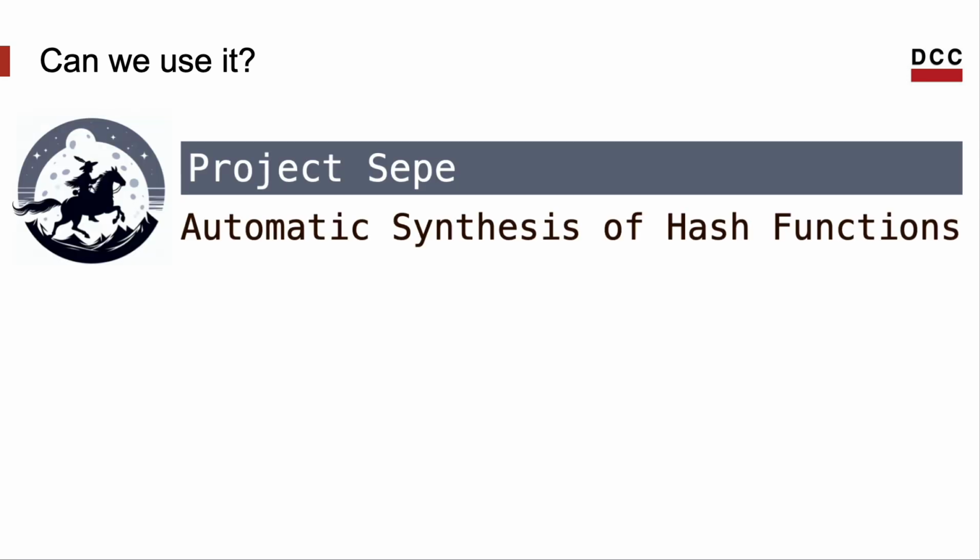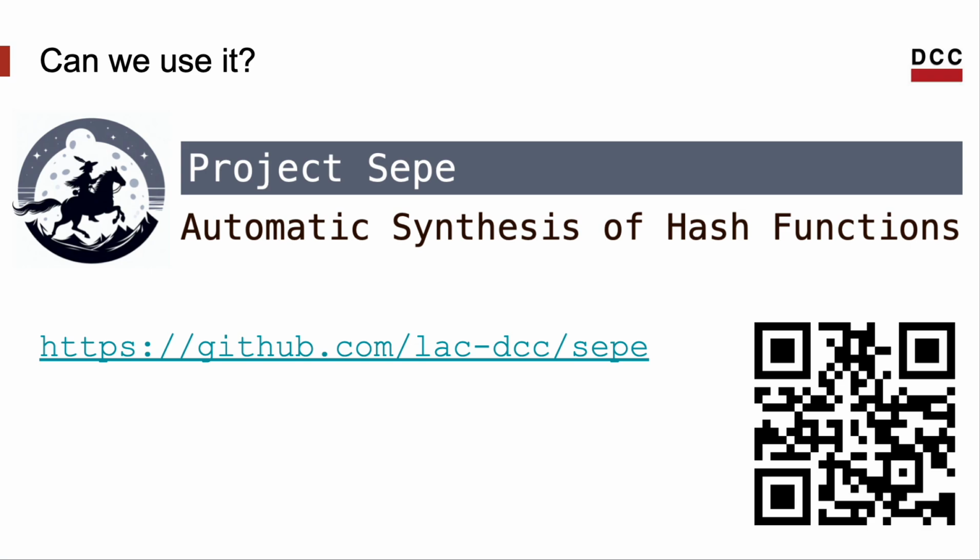We have implemented these ideas into a library that we call SAPI. It's publicly available on GitHub. It has gone through an artifact evaluation, so we got the 3 stamps.